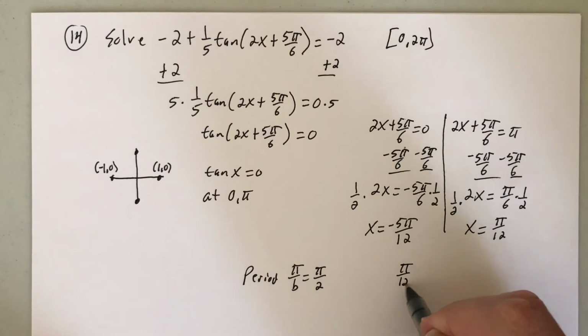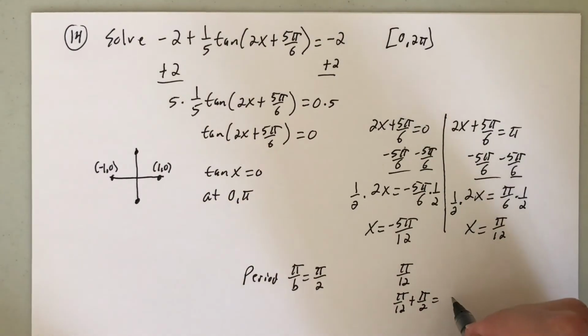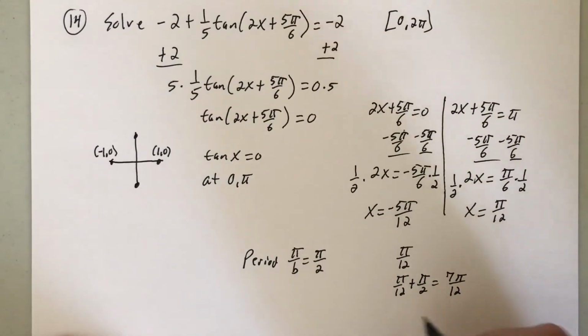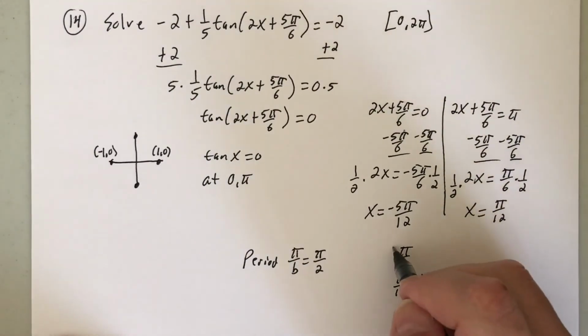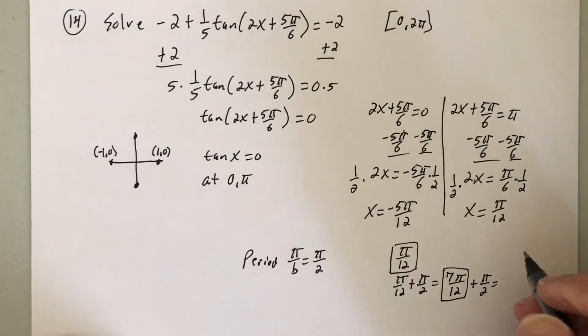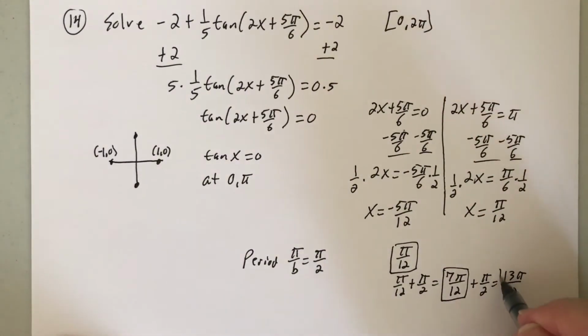So I got pi over 12, that's one of them. Then I'm going to do pi over 12 plus the period, which is pi over 2, and that gives me 7 pi over 12. That's still within the range. Well, let's do it again. So now I'm going to do 7 pi over 12, so I have this answer here. Then I got another answer. Let's add pi over 2 and see if we're still in the range. When I add these two together, 7 pi over 12 plus pi over 2, that's going to be 13 pi over 12. That's still within the range of 0 to 2 pi.